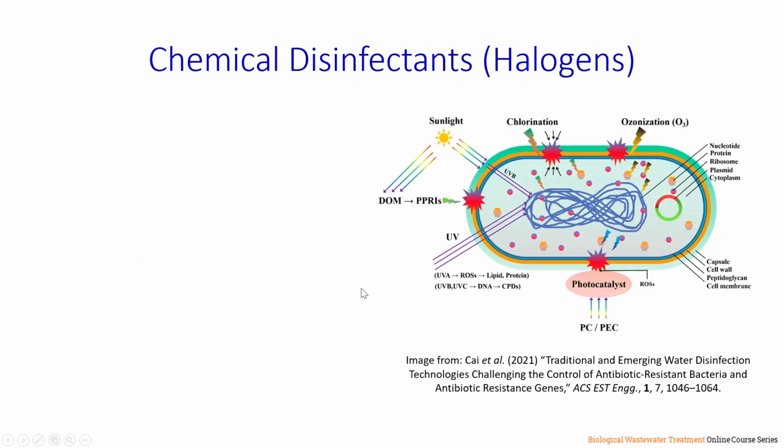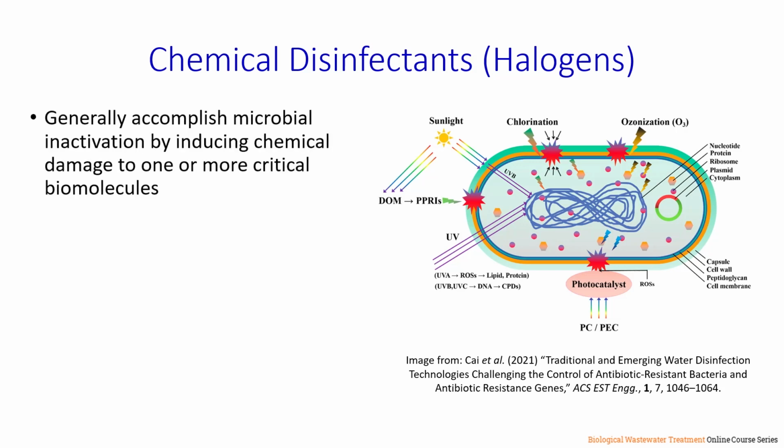Now let's consider the behavior of chlorine or the other halogens more broadly as chemical disinfectants. They tend to accomplish microbial inactivation by inducing chemical damage to one or more critical biomolecules. But the nature of these reactions between chlorine and the various constituents of microorganisms, for example, a bacterial cell as illustrated here, tend to be pretty broad-ranging. So the damage tends to be non-specific and cover many different critical biomolecules or even functional units within a bacterial cell.